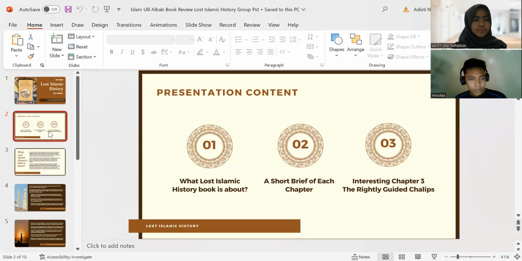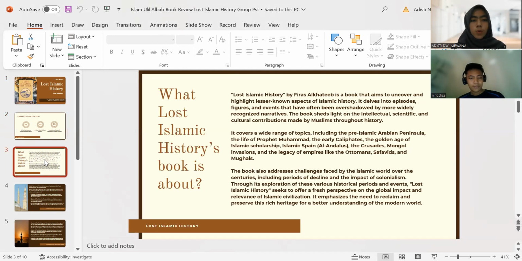The presentation content. First, what the Lost Islamic History book is about. Number 2, a short brief of each chapter. And number 3, interesting chapter 3, directly quoted Caliphs. Okay, so what is Lost Islamic History's book about?